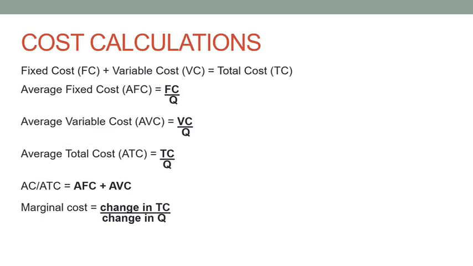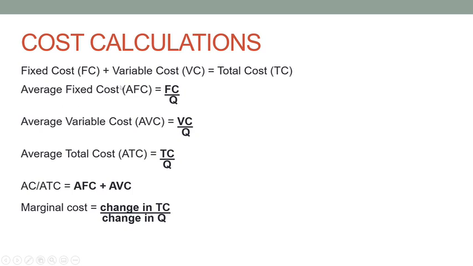Right, we're just going to look at the various cost calculations. Now here we're dealing with fixed and variable costs. Because it's both fixed and variable, you know you're dealing with the short run. So your fixed costs plus your variable costs is equal to your total cost. And we use the letters FC, which represent fixed costs, and the letters VC, which represent your variable costs. And then total cost is represented by the letters TC.